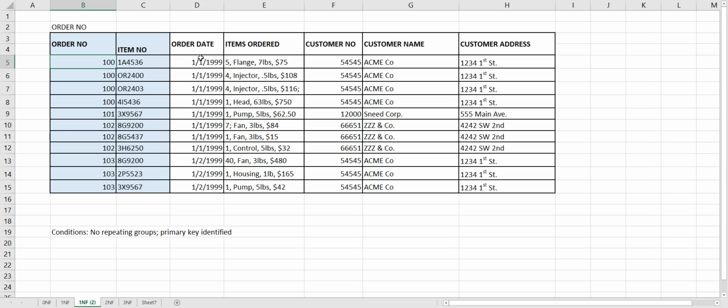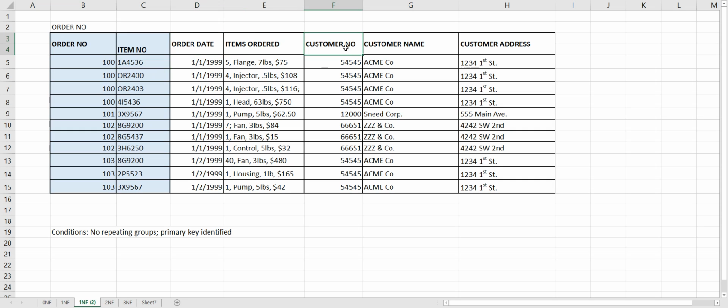So let's take a look at our first non-key attribute here, order date. Is it dependent functionally on order number? Well, yeah, right? Because the order 100 was taken on 1/1 of 99. So we can determine the order date via the order number. So order date, we can say, is functionally dependent upon order number. Now, is it also dependent upon item number? Not really, right? Because the order date would have been 1/1/99 regardless of what item was ordered on it. So order date is not functionally dependent upon item number. Therefore, we have a partial dependency.